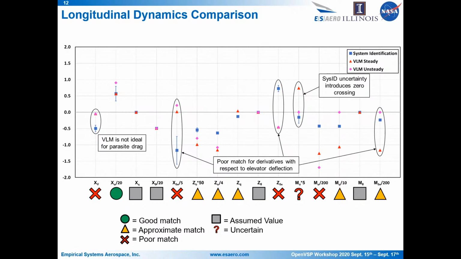And this is what we see when we examine each stability and control derivative in both of the models with our various approaches. So what you're seeing here is a visual representation of that comparison with scaled down versions of each stability and control parameter. This slide for longitudinal dynamics, comparing system identification results with error bars and vortex lattice method steady and unsteady approaches.